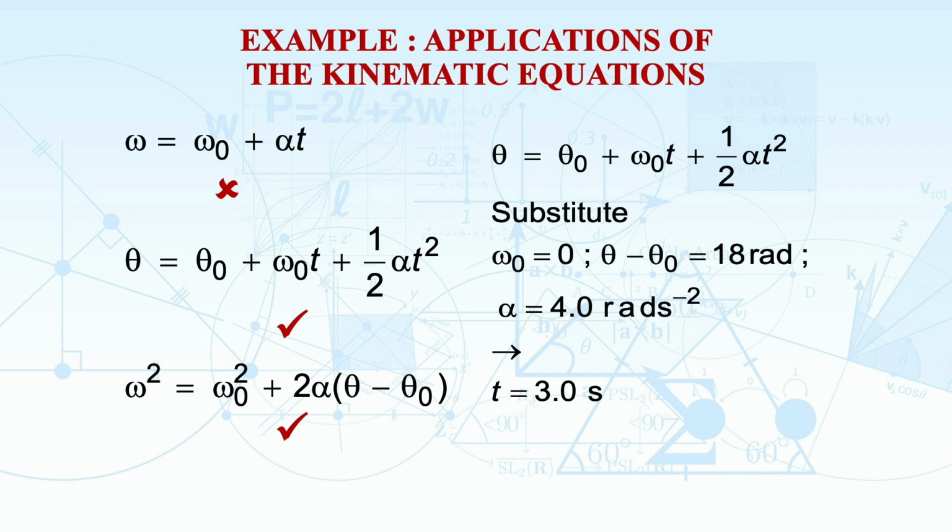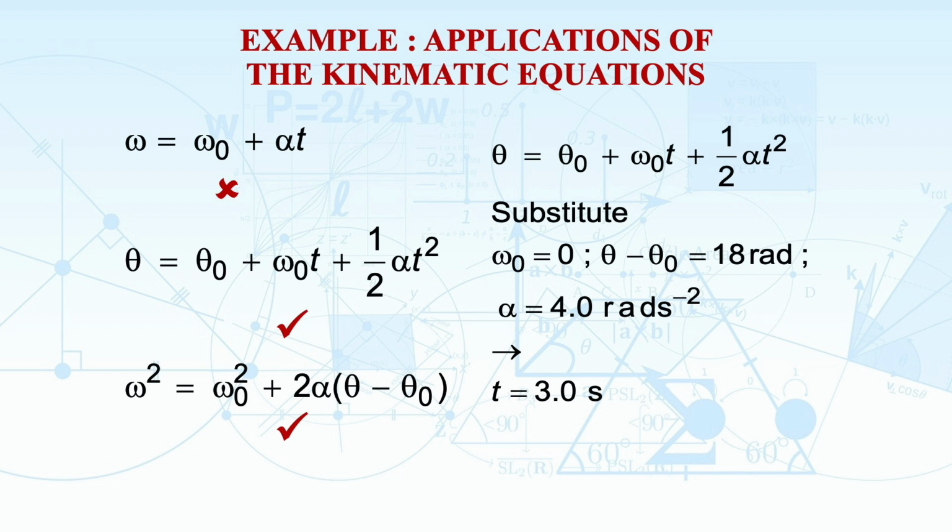To do that, I use the second equation, and in that, what do I substitute? I substitute omega 0 is equal to 0. I substitute theta minus theta 0 is equal to 18 radians, and I substitute alpha, which is the acceleration, equal to 4 radians per second squared. I want you to work this out for yourself, and you will find that t is equal to 3 seconds.